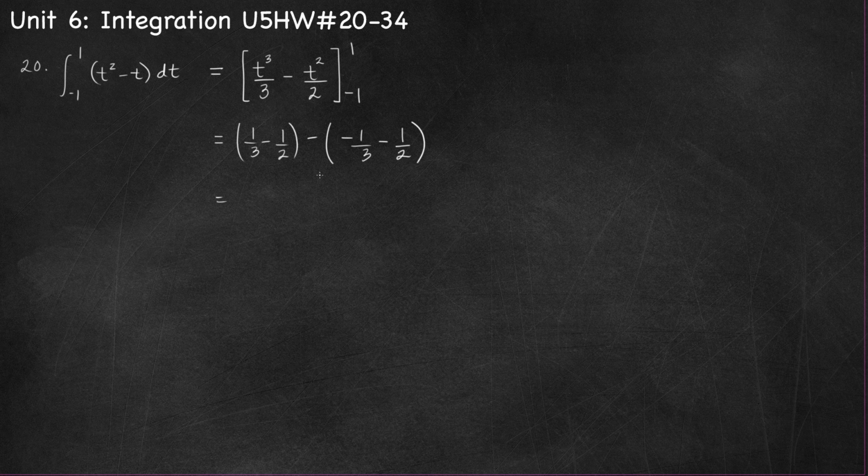Then we have to distribute the negative over here. So I've got 1/3 minus 1/2 plus 1/3 plus 1/2. So my 1/2s cancel out, and 1/3 plus 1/3 is 2/3. And that'll be my final answer.